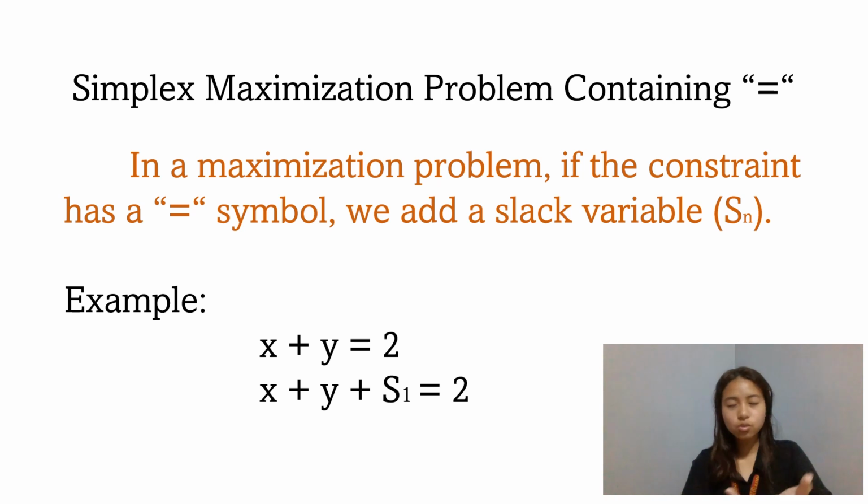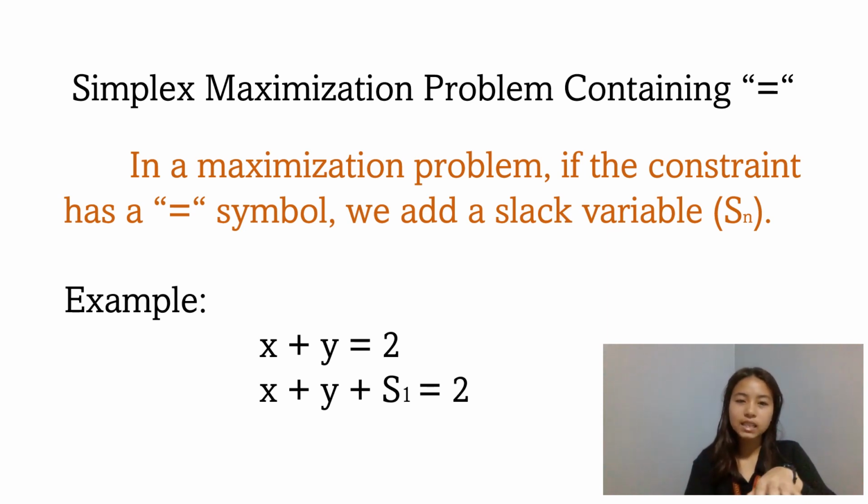Now, to satisfy the condition x plus y equals 2, slack 1 must be such that the sum of x, y, and S1 is equal to 2. Since we're dealing with a maximization problem, the goal is to make x plus y as large as possible while still satisfying the equality. This is where the slack variable comes into play.